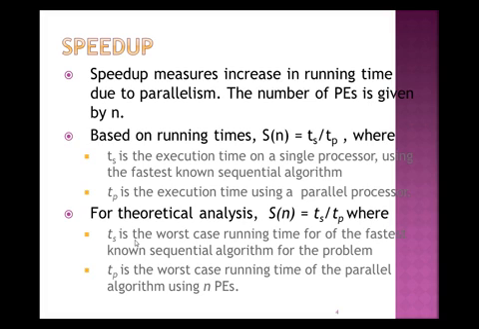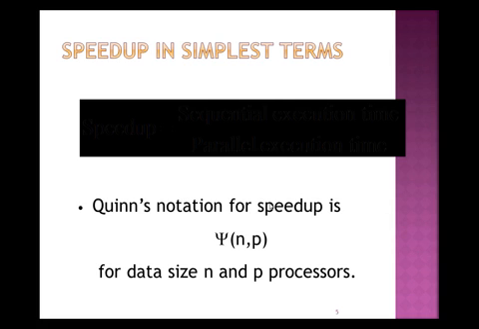For theoretical analysis, Ts is the running time for the fastest known sequential algorithm and Tp is the worst-case running time for the parallel algorithm. So on the basis of running time, we can say how the program will execute on a single processor, that is Ts, and Tp is the execution time when using parallel processors. For theoretical analysis, Ts is the worst-case running time of the sequential program, and Tp is the worst case for running the parallel program.